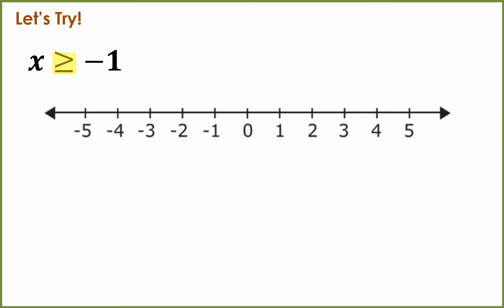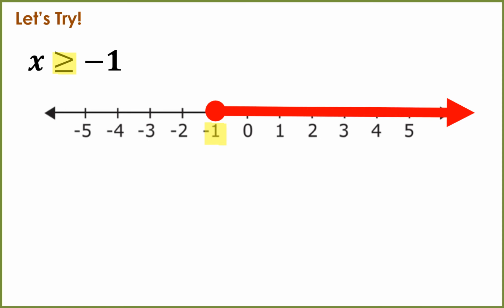Now, let us try this example. x is greater than or equal to negative 1. Notice that we have here greater than or equal to. That means we are going to use a solid circle on negative 1. And since it is greater than, then our graph will move to the right. For our solution set, it is from negative 1 to positive infinity. Notice that we use a bracket. That means negative 1 is included.